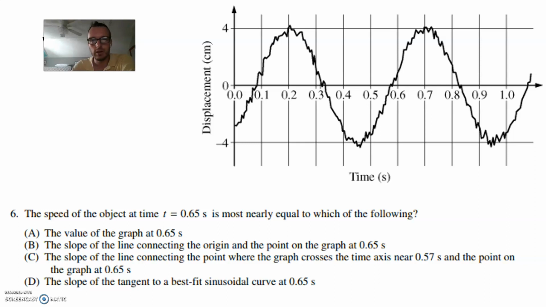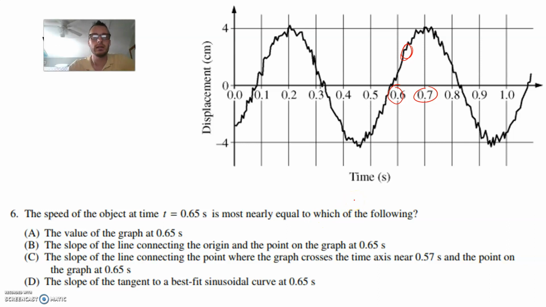In your Albert set that you have to do for this week, there are a lot of questions that involve graphs. But if you keep our discussions from last week in mind and you look at these graphs with the right eye, or through the right lens, you can address these sorts of problems. So let's look at a couple samples here, like this one. The speed of an object at time t equals 0.65 seconds. So that's somewhere around here, because here's 0.6 and here's 0.7. So if you can read a graph, it is most nearly equal to which of the following?